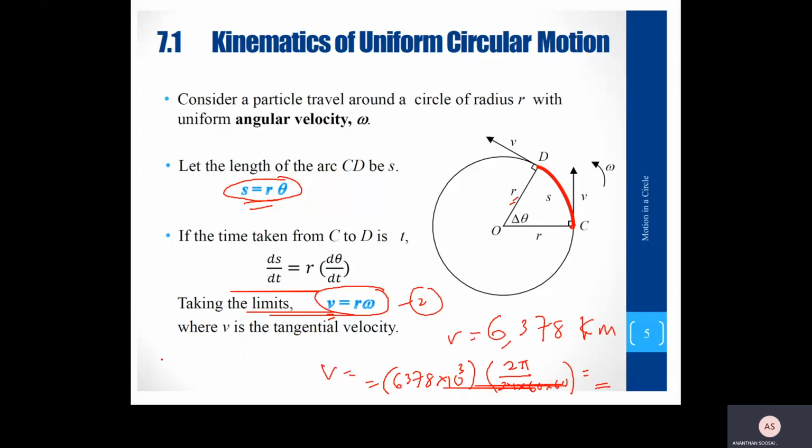464. So let me write the answer here. How much you got? 464 meter per second. Okay, in kilometer per hour, how much? 464 meter per second, how many kilometer per hour? Times 3.6. 464 times 3.6. Change to kilometer per hour. 1,670.